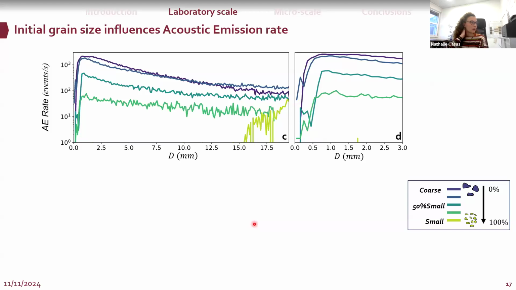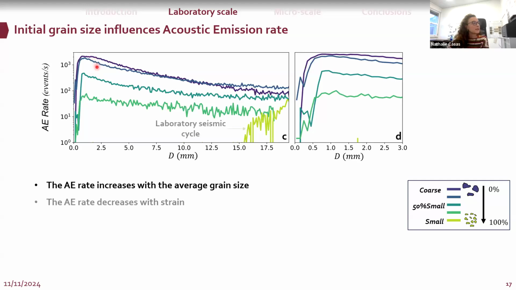Now let's go to the acoustic emission rates. Here you have the evolution of acoustic emission rate as a function of the fault displacement for the 5 mixtures. First thing we can see is that the number of acoustic emissions per second increases with the average grain size. You can see here, the dark blue is the one with initial coarse particles. And the second thing we can see is that this acoustic emission rate is strain dependent.